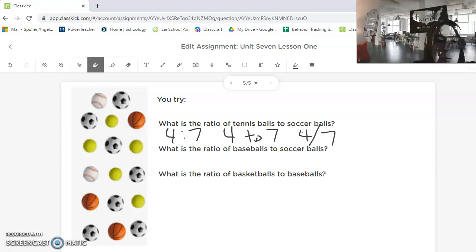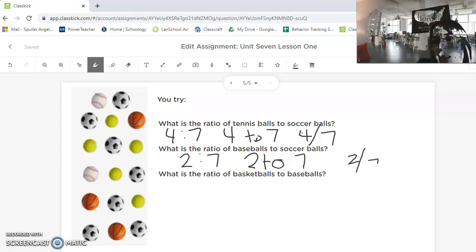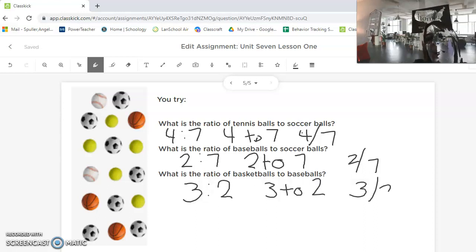Ratio of baseballs. Okay, 1, 2 baseballs to soccer balls. We said there were 7 soccer balls. So I could have said 2 to 7 or 2 over 7. And then what's the ratio of basketballs to baseballs? Well, let's see, 1, 2, 3 basketballs. We said there's 2 baseballs. And it could have been done any of those ways.